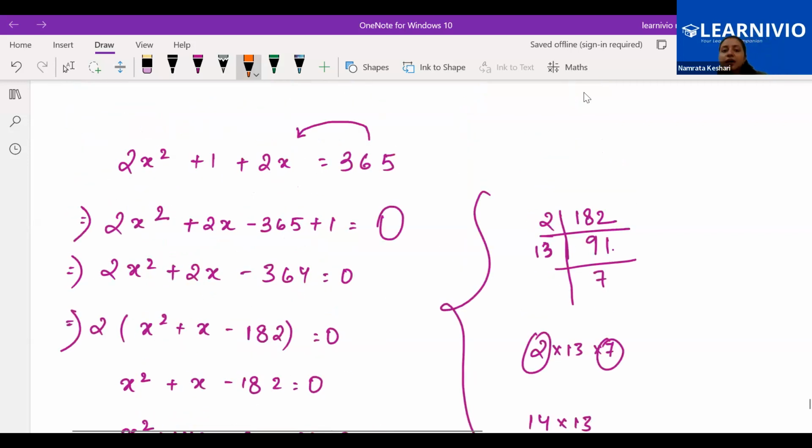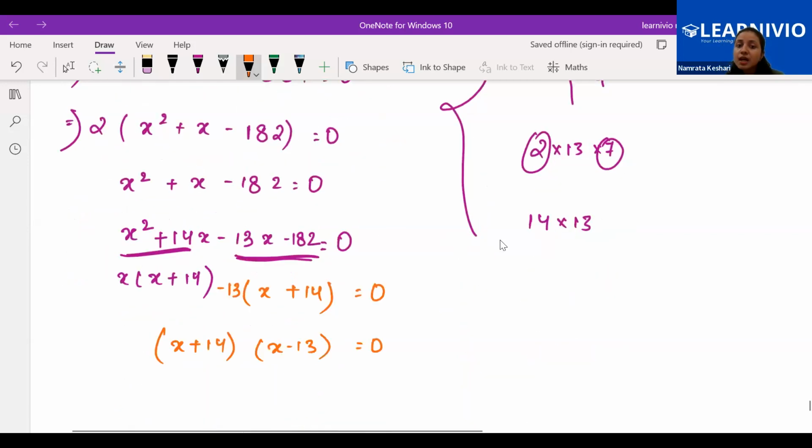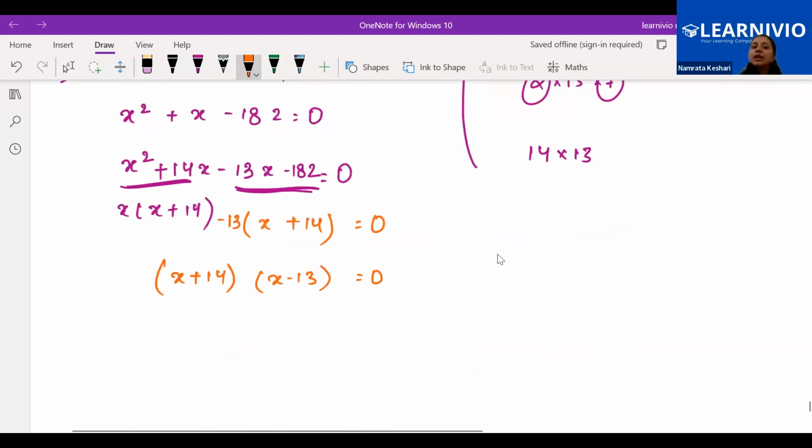See, this is not the final answer. If an MCQ question comes in the exam, then one of the options will be like this: from here you will get x as minus 14 and 13, and one of the options will be minus 14 and 13, and you will mark it. Please don't do that. Let's get back to the question.